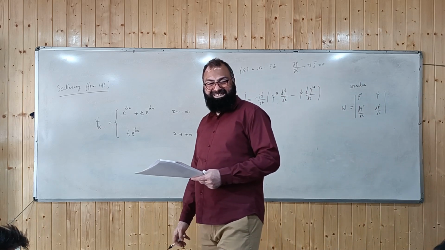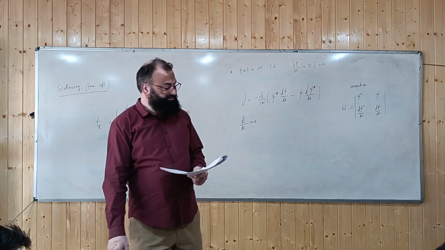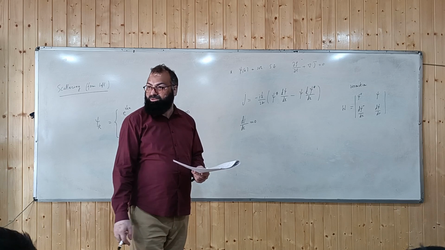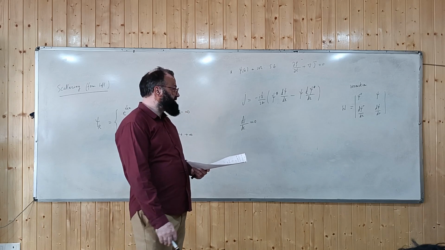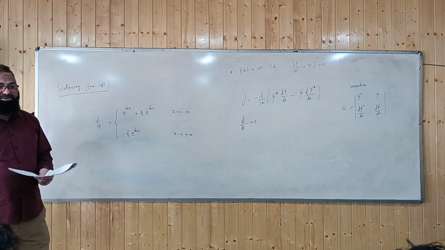What is the Wronskian? Tell me. The Wronskian vanishes. So there are two linearly independent solutions, psi and psi star, of this very problem. So that's what I mean by the Wronskian going to 0. Clear?